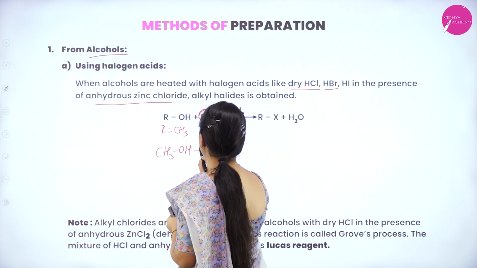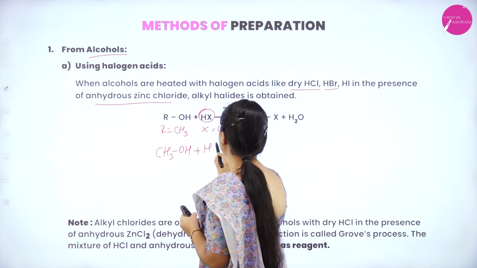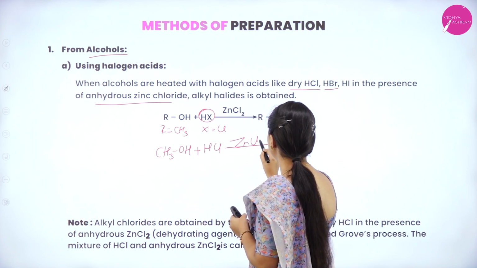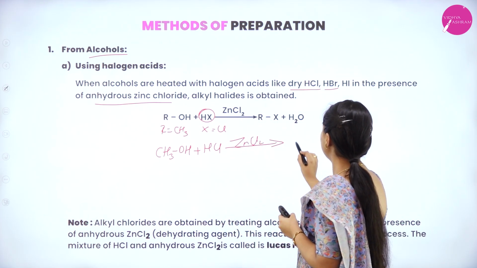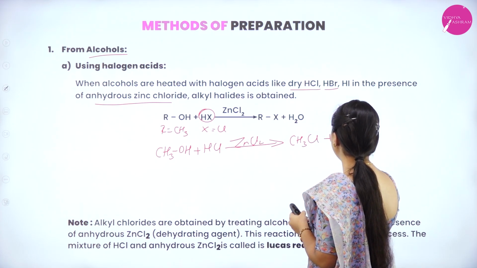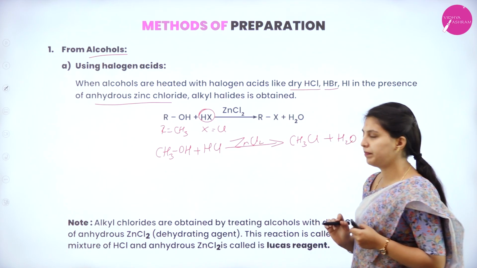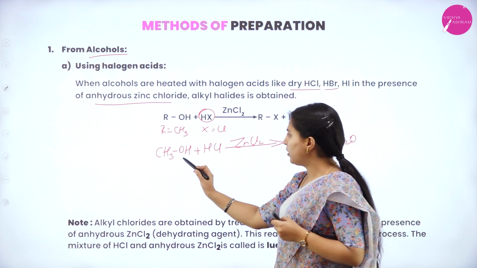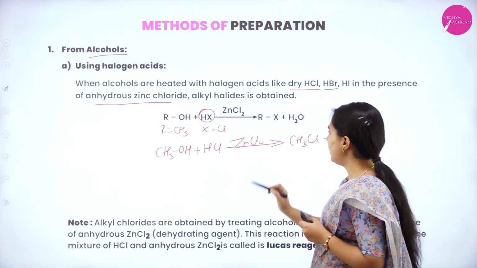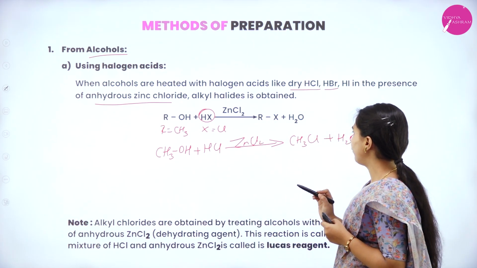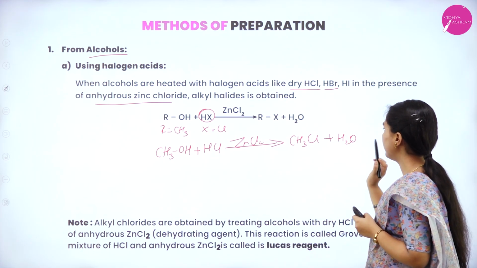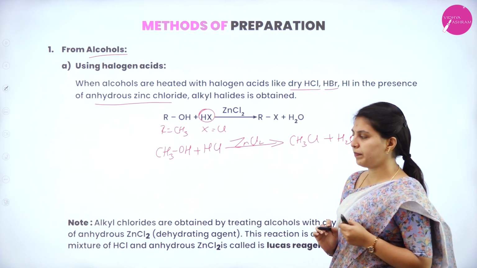CH3OH plus HCl in the presence of anhydrous zinc chloride gives CH3Cl plus H2O liberated. This is methanol reacting with dry hydrochloric acid, HCl. In the presence of anhydrous zinc chloride, it forms methyl chloride, that is alkyl halide, and water is liberated.